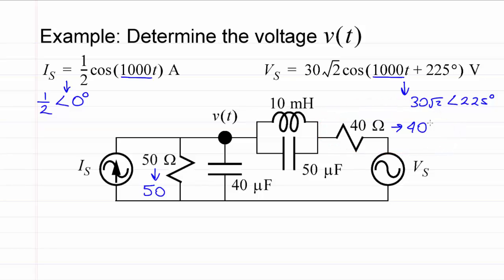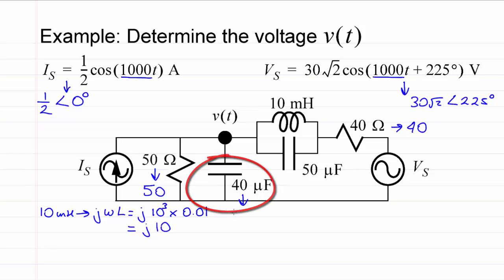That leaves us with the reactive elements, the inductor and the two capacitors. Starting with the 10 millihenry inductor, we know it will transform into something that looks like J omega times L. Substituting our known values, we'll have J times omega, which is 1,000, or 10 to the 3, times 10 millihenries, which is 0.01. That works out to J10.